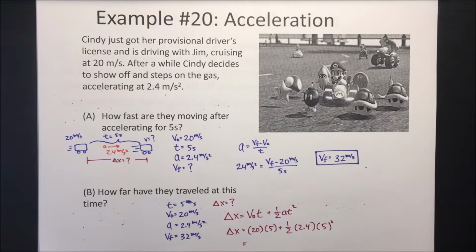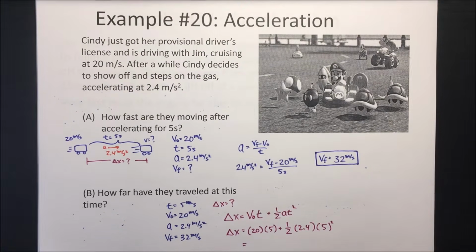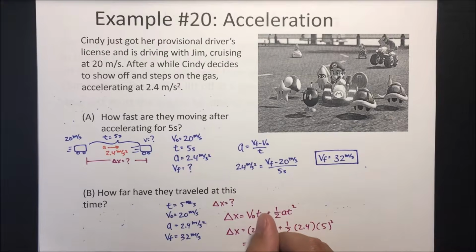You should be able to do this all with your calculator, but if you have a hard time, just do this portion first, then this portion, and then you're going to get 130 meters.